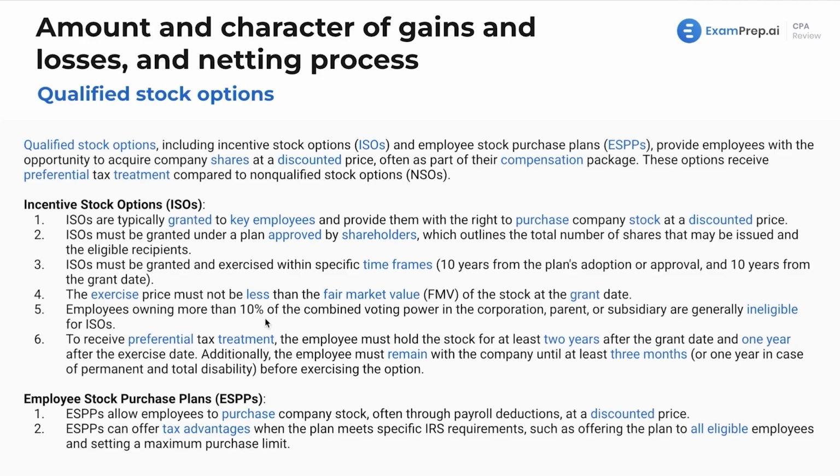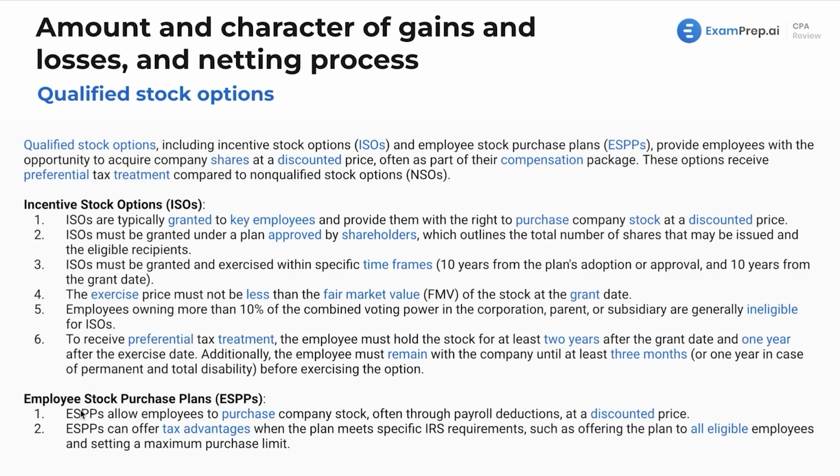Employees owning more than 10% of the combined voting power in the corporation, parent, or subsidiary are generally ineligible for ISOs. You got a little bit too much control at that point. To receive preferential tax treatment, the employee must hold the stock for at least 2 years after the grant date and 1 year after the exercise date. Additionally, the employee must remain with the company up until 3 months, or 1 year in the case of permanent and total disability, before exercising the option. So just the ones I talked about are more important here, but overall, nothing too wild.